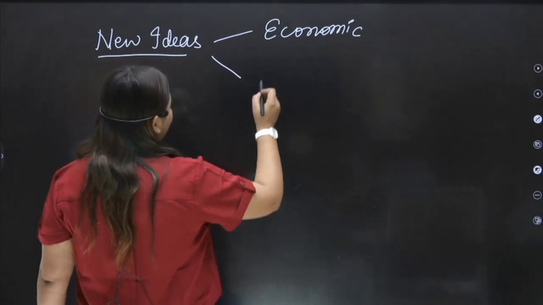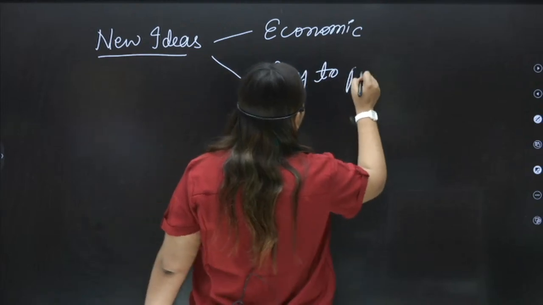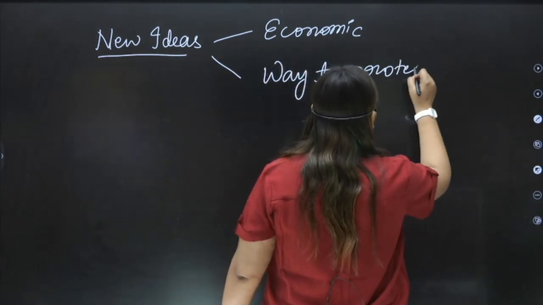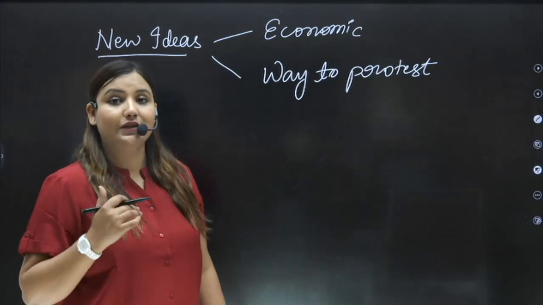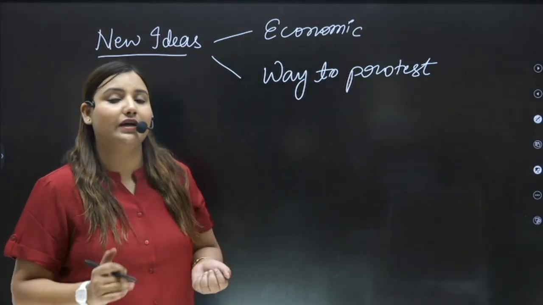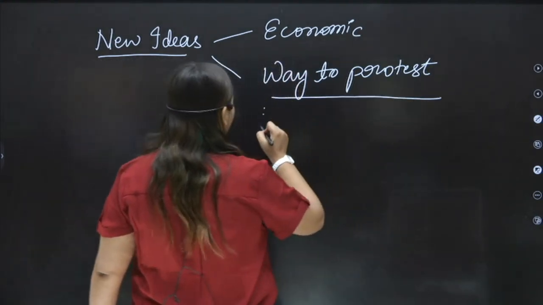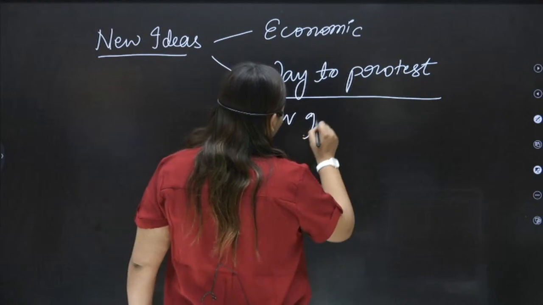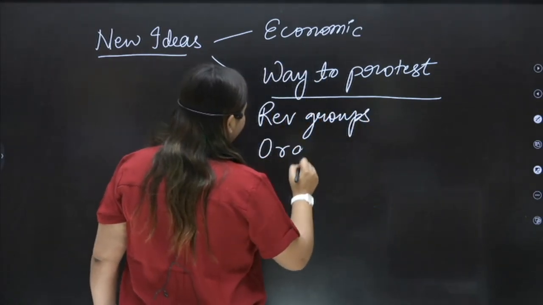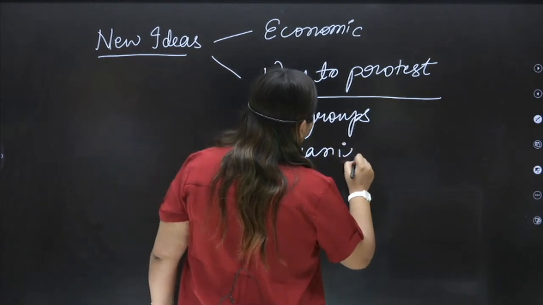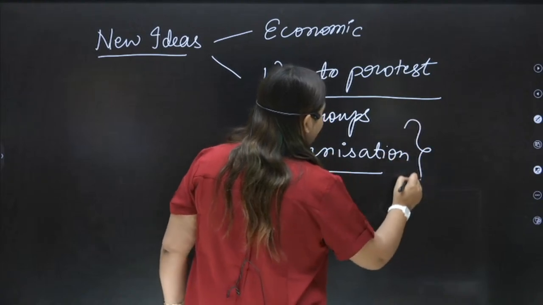Second is the way to protest, like how could Indians protest at that time so that they get independence. So the new phase of revolutionary groups, many revolutionary groups and organizations, they thought that we need to change the strategy.